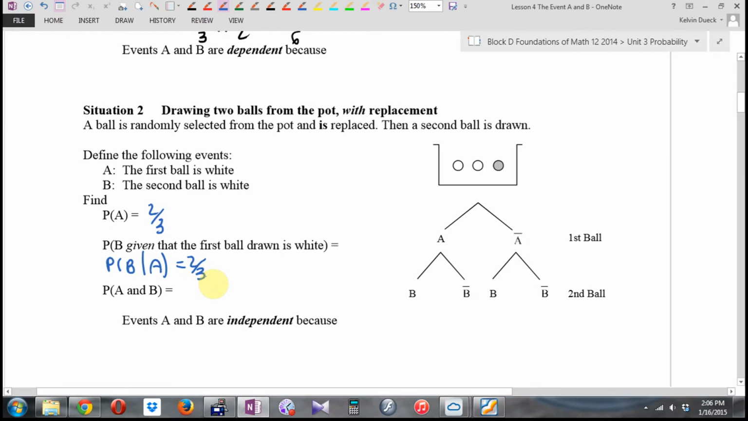Let's fill in the tree. So here's what we have on this tree. We have 2 out of 3, 1 out of 3. Double check. Do they add to 1? I got everything. But then, Taylor, we're putting the ball back in. So it's going to be 2 out of 3, 1 out of 3. What about on the right-hand branch? You picked a black ball. You put it back in. You shook it up. So how many balls are left in there now still? 3. How many are white?